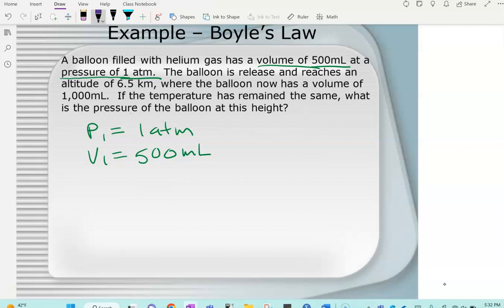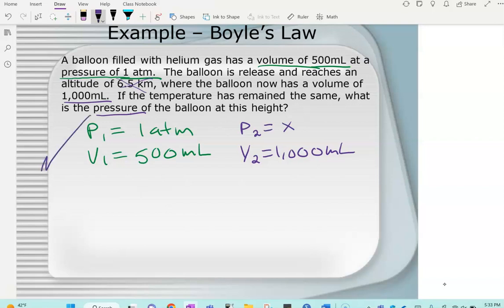The question continues saying the balloon is released and reaches an altitude of 6.5 kilometers. That's not relevant because I don't care about the height. And then it continues where the balloon has a new volume. So our V2 this time is 1,000 milliliters. And it says if the temperature has remained the same, and we can also assume in the previous question it remained the same, and that the number of moles or amount of atoms or molecules remain the same as well. What is the pressure of the balloon at this height? So P2 is what we're solving for.